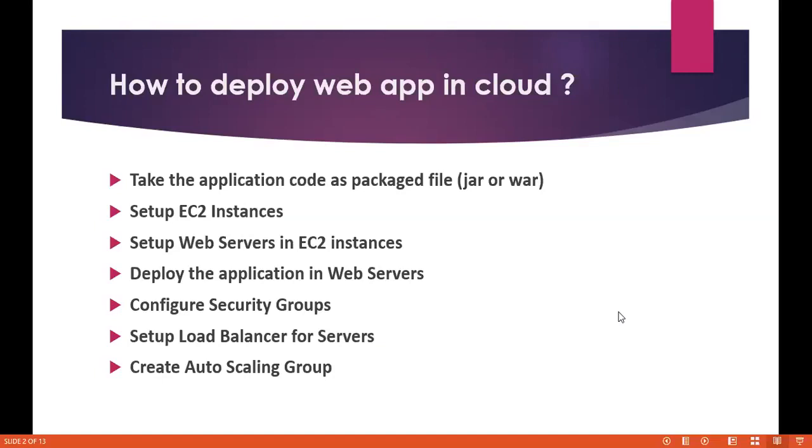Once your server is ready, then you need to deploy your application in the server. You need to do the deployment process. Once your application is deployed, you need to configure some security groups to access that application, to provide public connectivity for that application. People should be able to access the application. For that, you need to configure security groups.